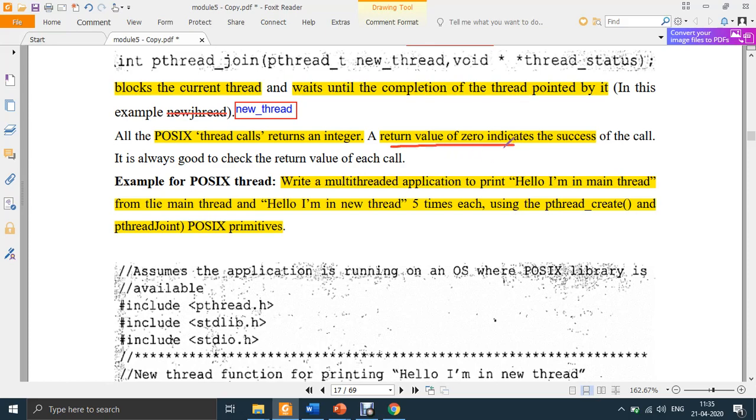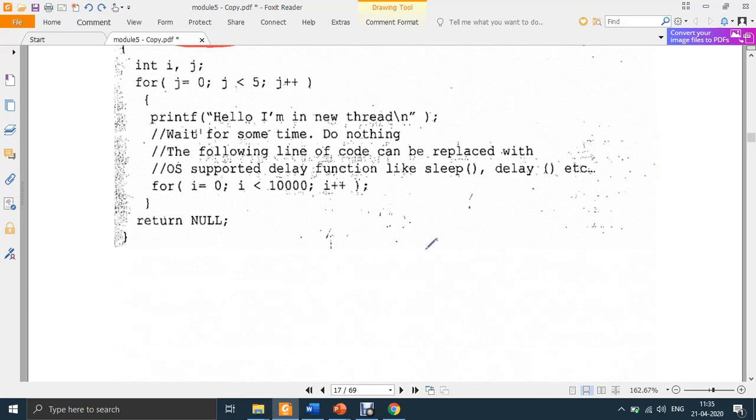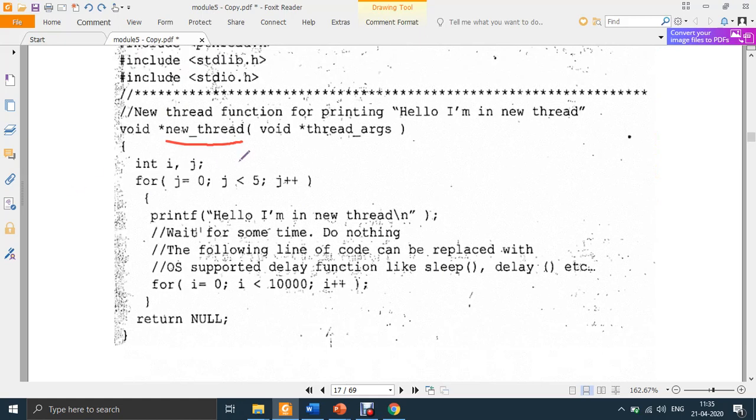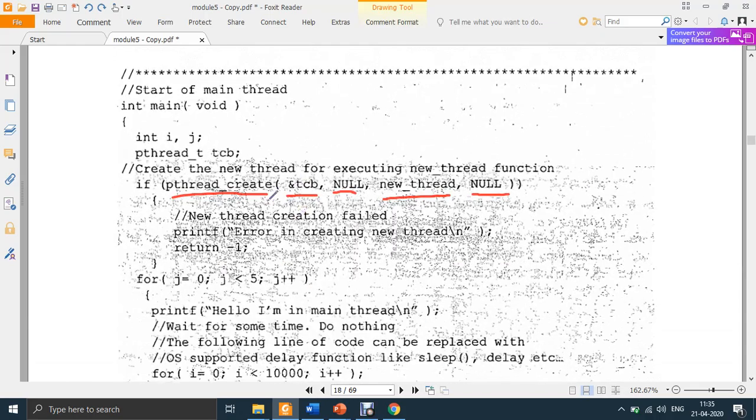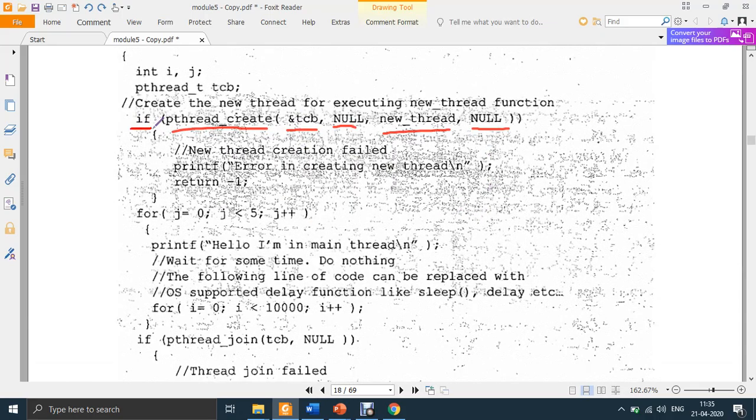If the value returned is 0, it means it is a success. If the value is not 0, then this thread creation was unsuccessful. That is what is checked here using if. If this is not successful, then print error in creating new thread, return -1. So if this new thread is not created successfully, you have to return -1 and print error in creating thread. If it is successful, don't do anything.